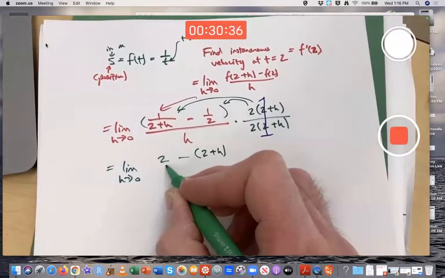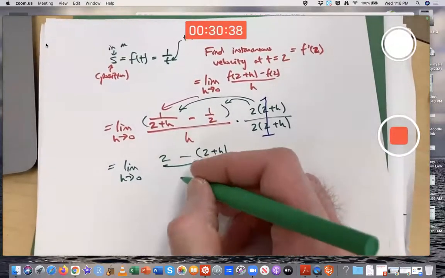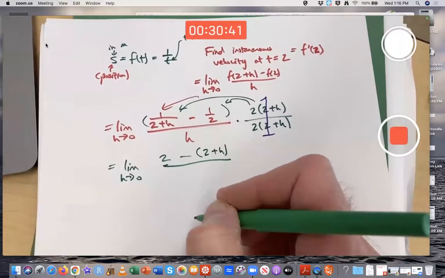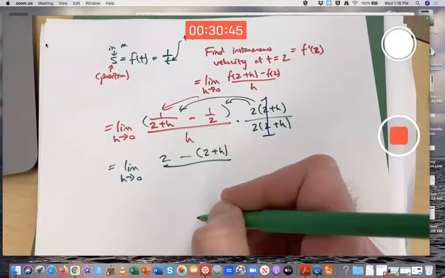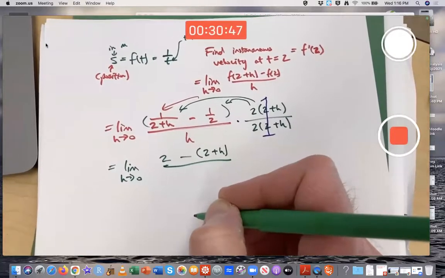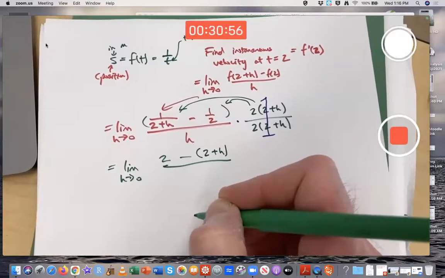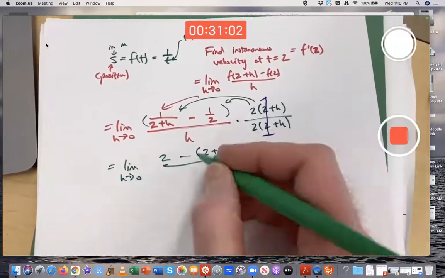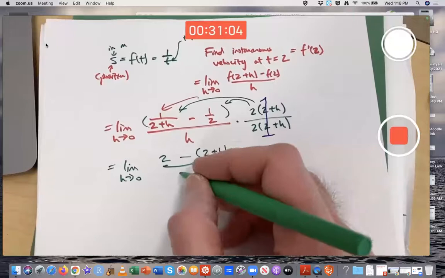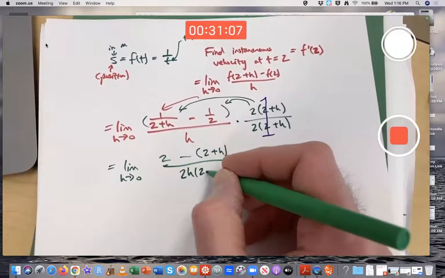Very important to put parentheses around the 2 plus h. Do not forget those parentheses. You'll get the wrong answer, probably. You must have those parentheses there if you want to avoid a mistake, and if you want to get full credit for good work as well, even if you accidentally get the right answer. But don't forget to do it to the bottom. H times this I can write as 2h times 2 plus h.